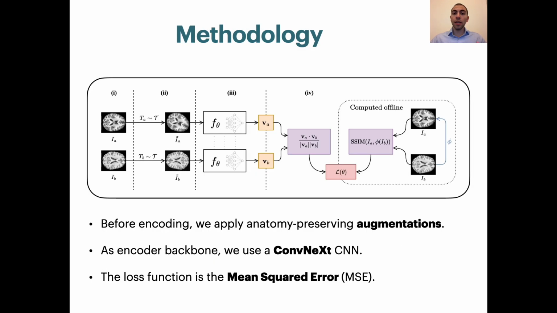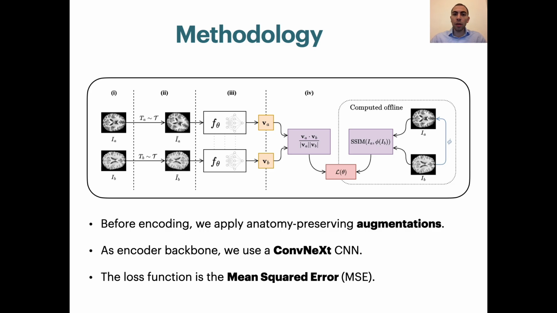Here, we can see how Deep SSIM works. Given a pair of real and synthetic images, we first compute the ground truth SSIM score in the image space, which is used only during training as a supervision signal. Then, both images are passed through a neural network encoder. But before encoding, we apply anatomy-preserving augmentations such as random flips, rotations, and contrast changes, which are important because they make the model robust to small spatial variations.